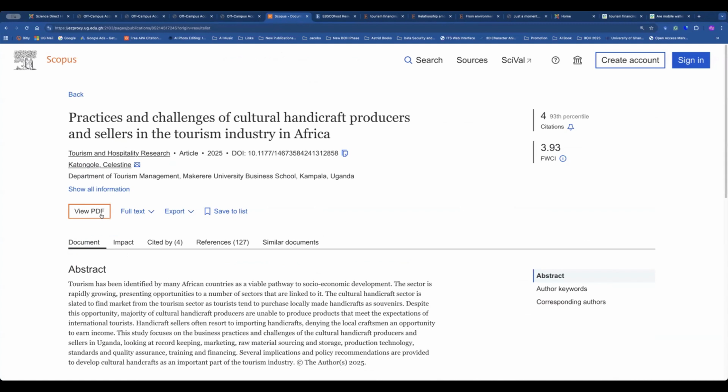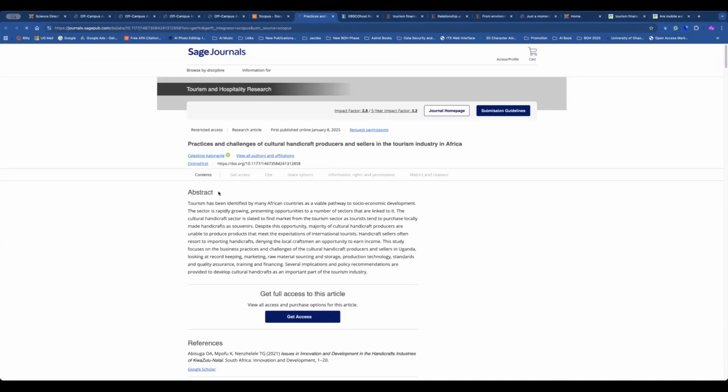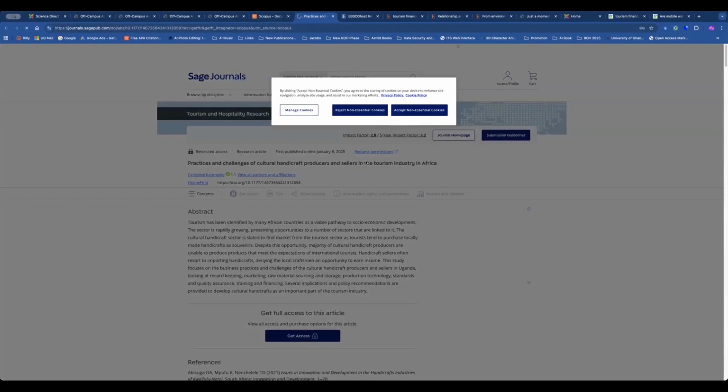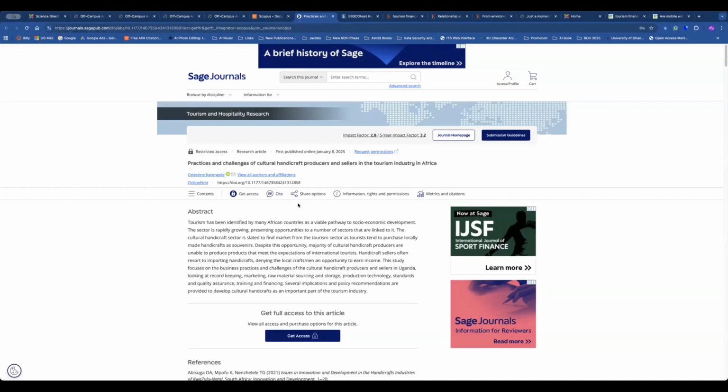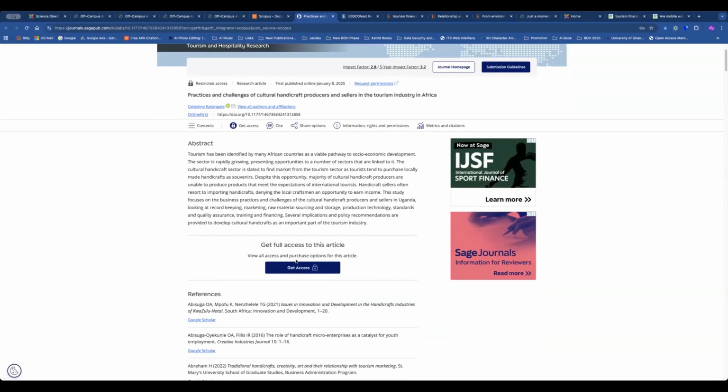Because I've done Science Direct, Scopus is owned by Elsevier, which also owns Science Direct. So if I click on it, it should open directly because I've already logged into my Science Direct. Oh, this one, I thought it was okay. It didn't open. It took me to Sage because the journal belongs to Sage. The article belongs to Sage. Okay. So it's also asking me to sign up. So that's the challenge you have if you don't do this search very well.